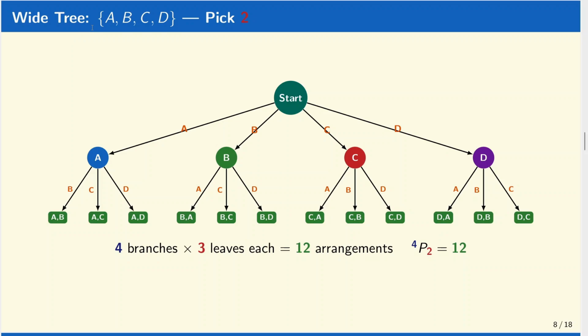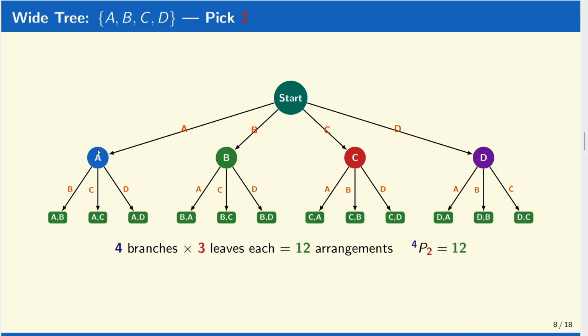This time, we are going to look at a wide tree. Our set is slightly larger now. It contains 4 elements, A, B, C, and D. Our task is to pick exactly 2 of them. Once again, we begin at the dark green start circle at the top. For our very first pick, we have 4 options.